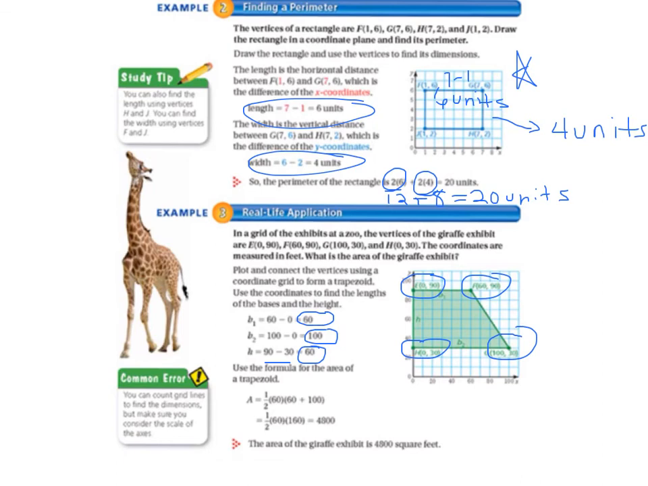Use the formula for the area of a trapezoid, 1/2 height times base 1 plus base 2. And when we fill in the numbers, it's 1/2 times 60 times 60 plus 100. So we add 60 plus 100 to get 160, and we're going to multiply that by 60 times 1/2. And when we multiply all of that out, we get 4,800. And we have to remember our unit is square feet.